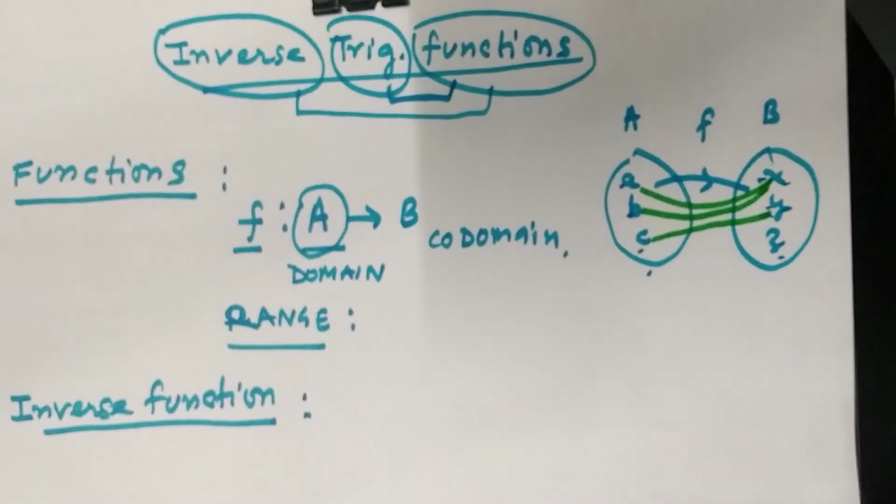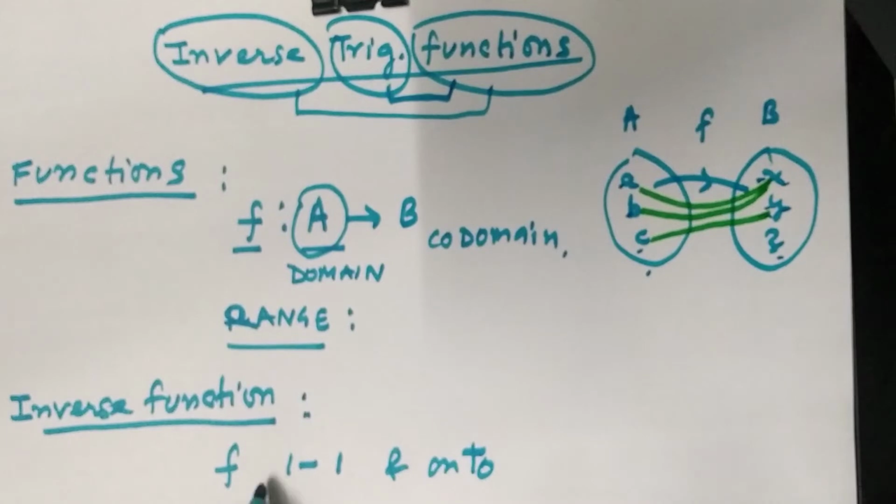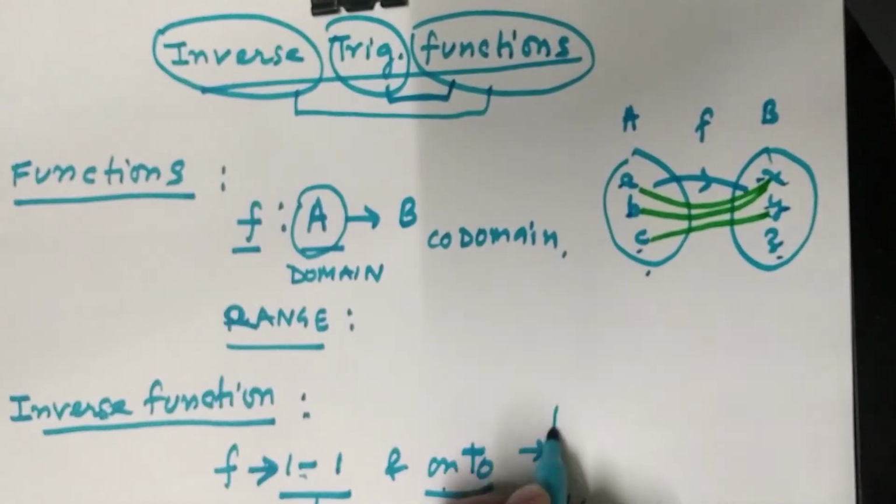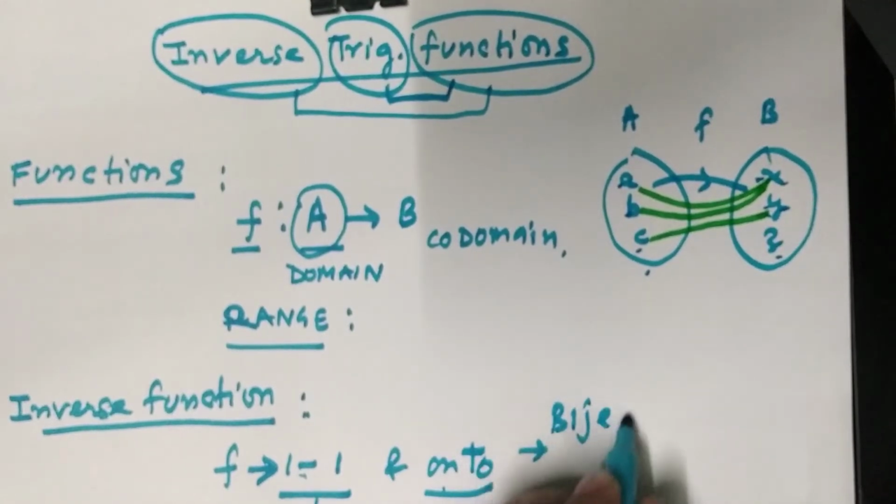The condition is the function f must be 1-1 and onto. The function f must be 1-1 and onto. 1-1 means it is injective. Onto means it is surjective, and 1-1 and onto meaning it is bijective.